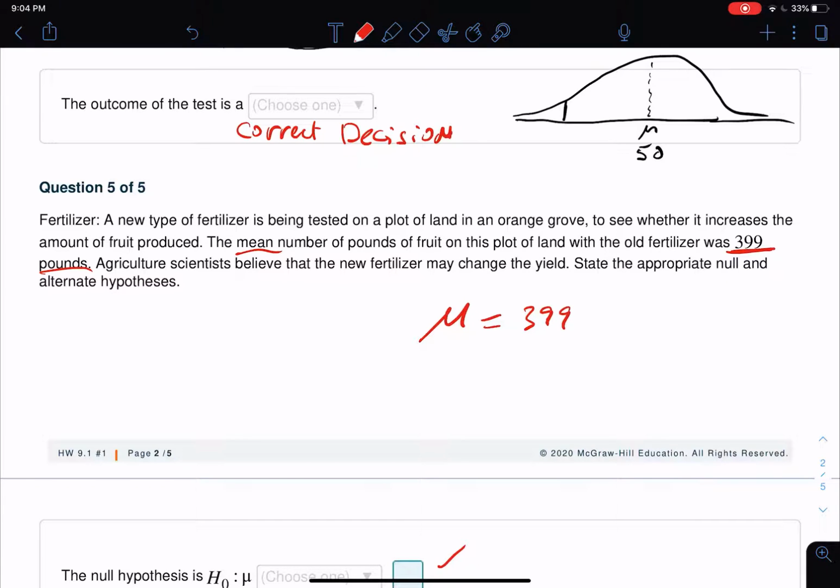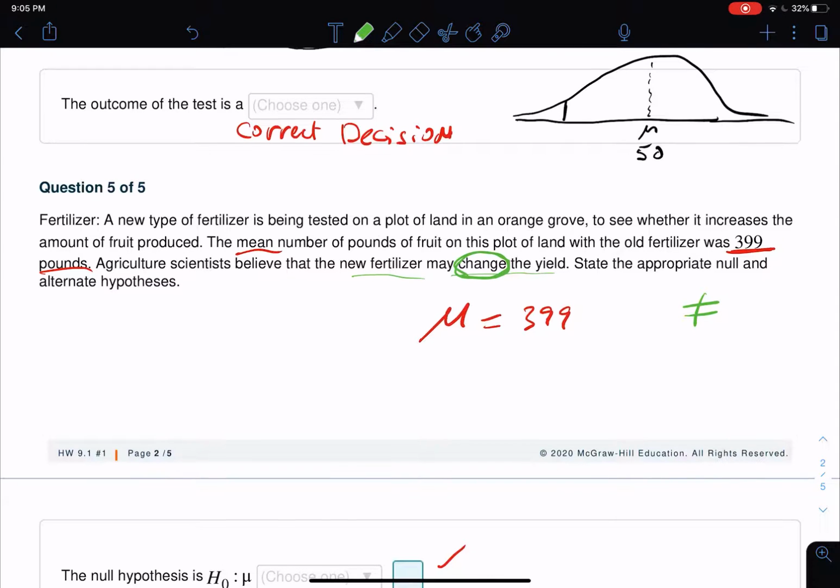Okay, and then what happens? Agricultural scientists believe that the new fertilizer may change the yield. Now be careful. It says may change the yield. It didn't say it would make the yield greater, and it didn't say it would make the yield less than. If it was less than or greater than, you'd use a one-tailed test. But it says change, and change means not equal to.